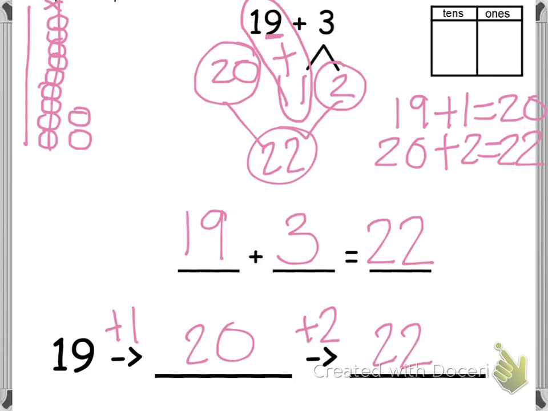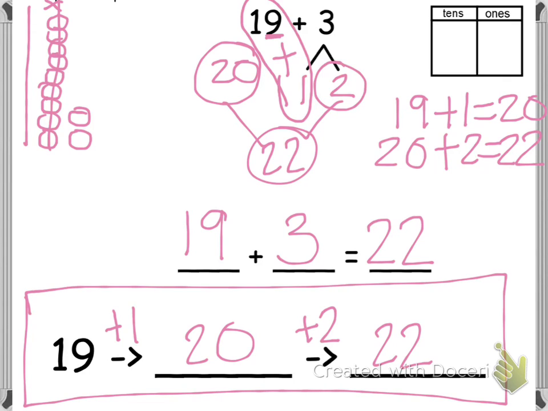Now, this strategy right here is a little bit harder because it's something that you're having to do in your brain instead of being able to do a whole bunch of work on your paper and better visually see it. So that is the arrow way. And we know that 22 has 2 10s, 2 1s.